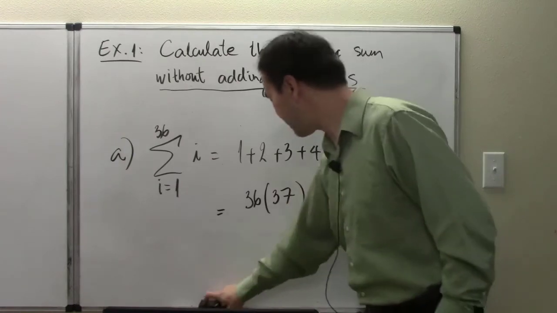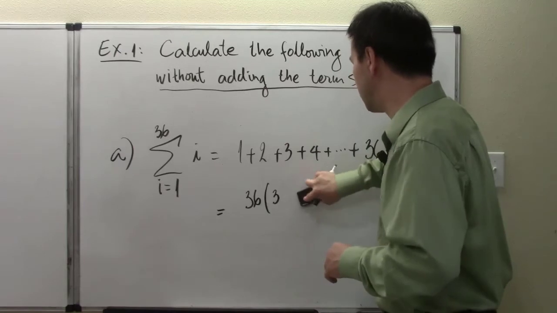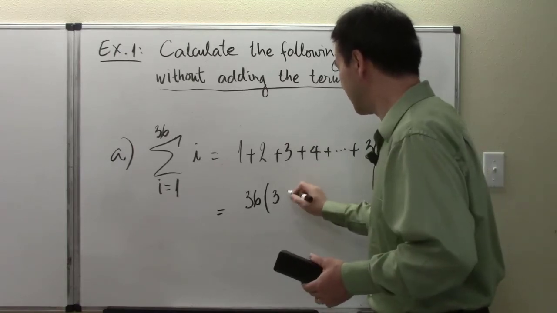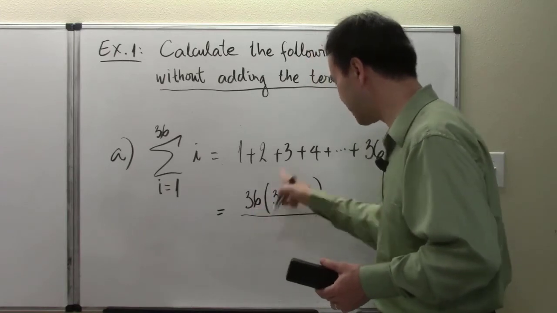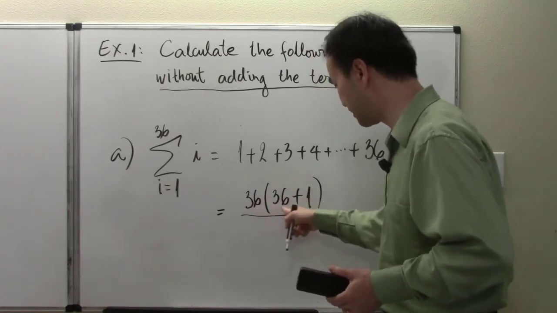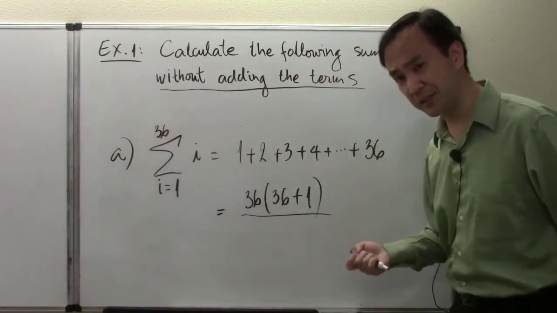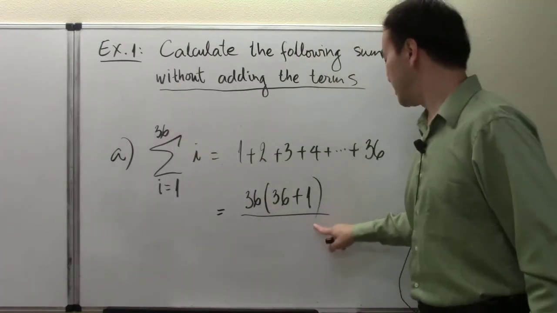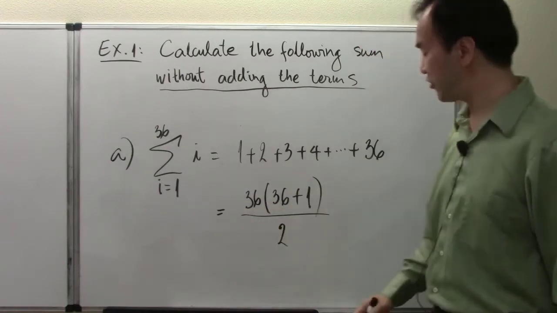Maybe I shouldn't rush anyone, so I'm going to write it out in a more explained way. So 36 times 36 plus 1. Where did that 36 come from? It's the number of terms, or just the index of the last term. And then we're dividing that by 2. This is straight from the formula I introduced just now.